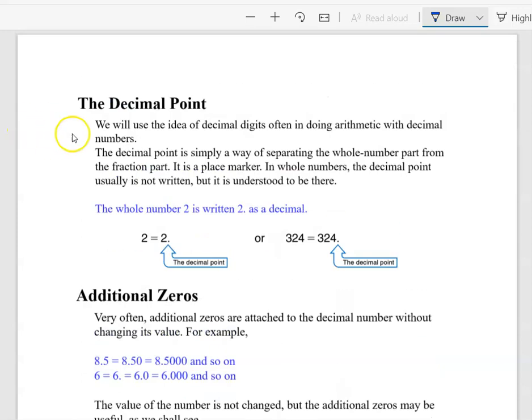Let's talk about the decimal point. We will use the idea of decimal digits often in doing arithmetic with decimal numbers. The decimal point is simply a way of separating the whole number part from the fraction part. It is a place marker. In whole numbers, the decimal point usually is not written, but it is understood to be there. So we would write 2, but we know that there's automatically a decimal. It's just understood to be there. 324, we could also write as 324 with a decimal after it.